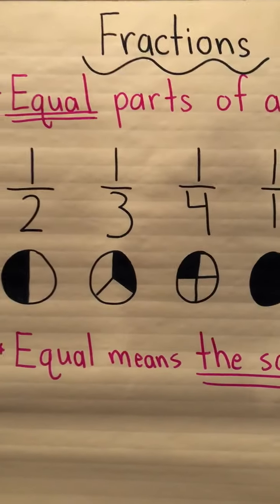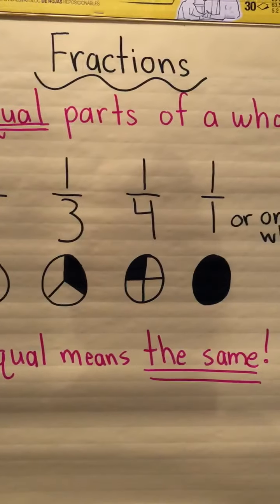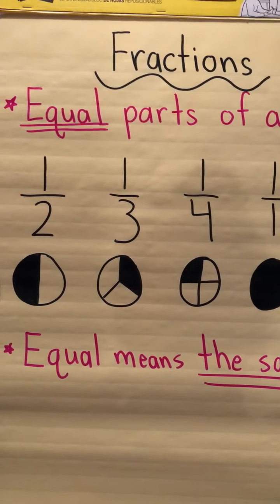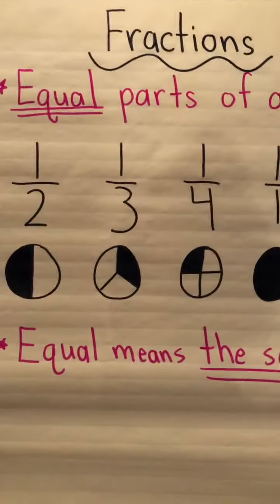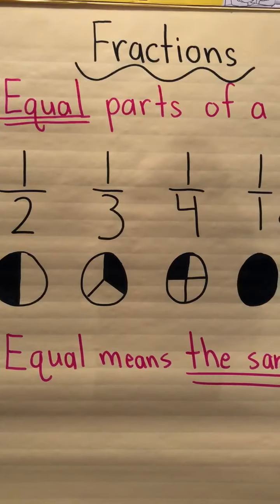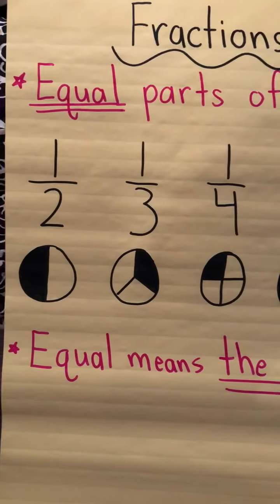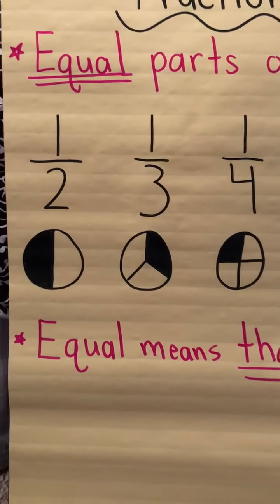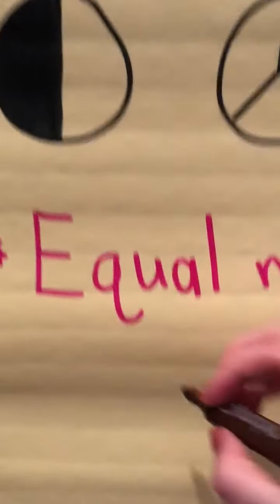It's 1. And remember, equal means the same. So when you're talking about fractions, they have to be equal. They have to be the same, or else it won't be right. I'm going to give you some examples of some fractions that are not equal. I'm actually going to draw some for you.